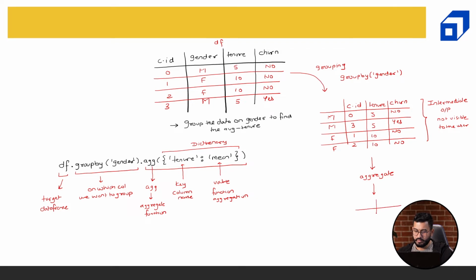I will get the output like this, where I'm having male, female, and against male I'm having average of tenure. So average of tenure will be 5 plus 5, this is 10, divided by 2, again 5, and this will be 10, and this will be my output, which will be visible to us, right? So this is how we group the data. Let's quickly look into one example.